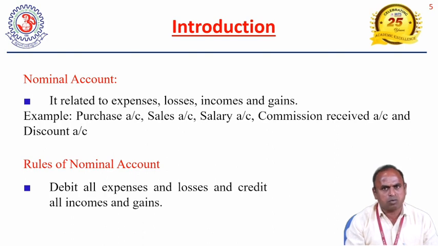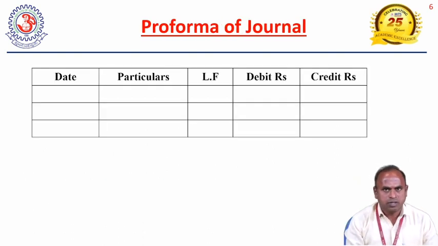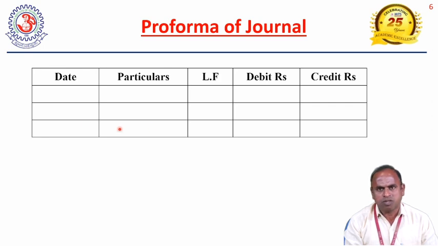So whenever you know the basic rules of accounts, you can easily write the journal entries for a transaction. Then we can go to the proforma of journal. Here 5 columns are there. The first column is date, the second column particulars, the third column ledger folio, the fourth column debit rupees, and the last column credit rupees. Ledger folio is for reference purposes maintained in the company. So this is the proforma of journal.